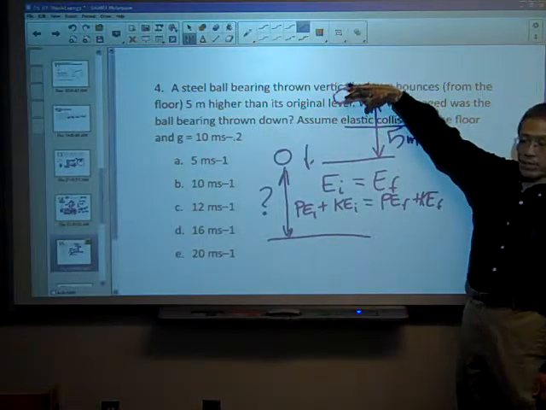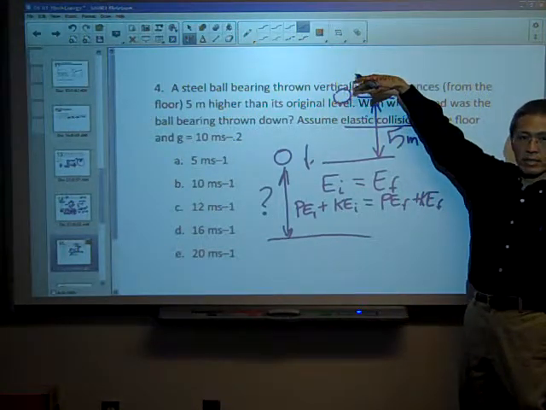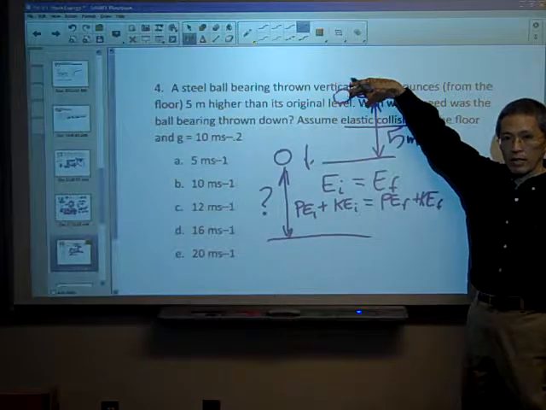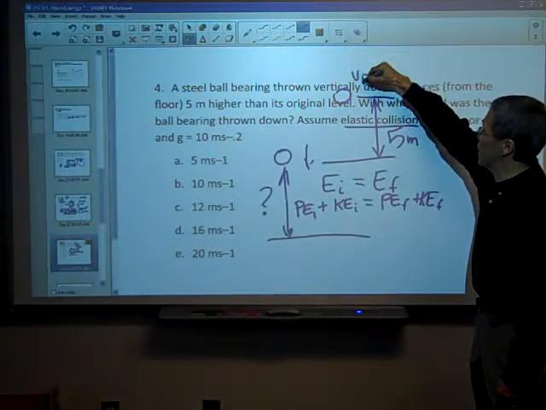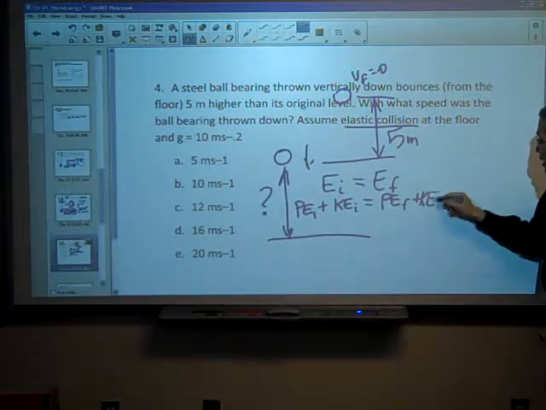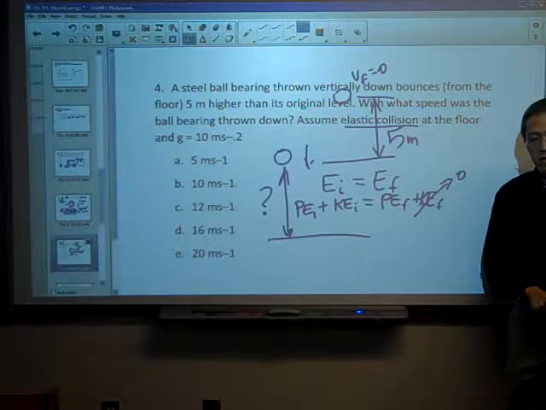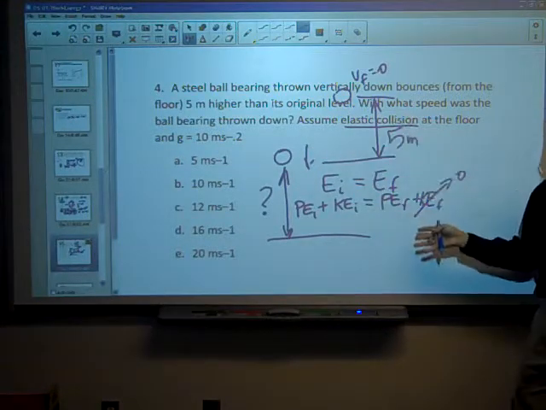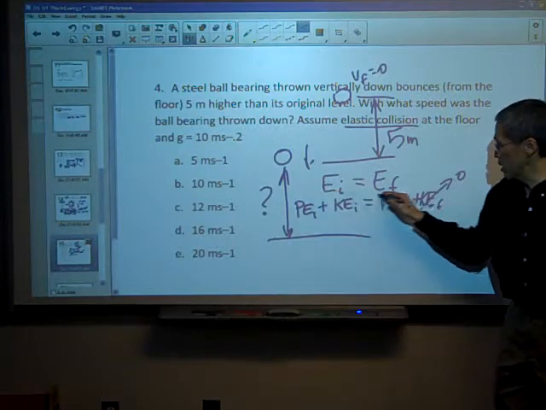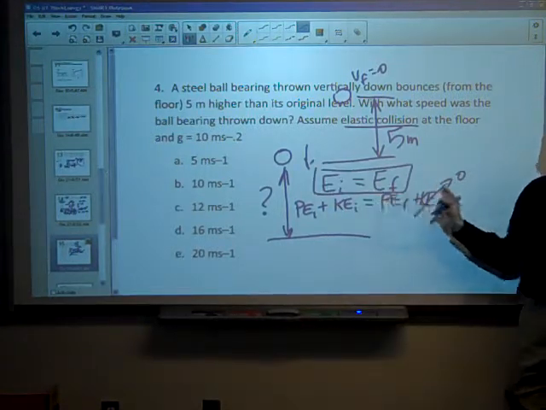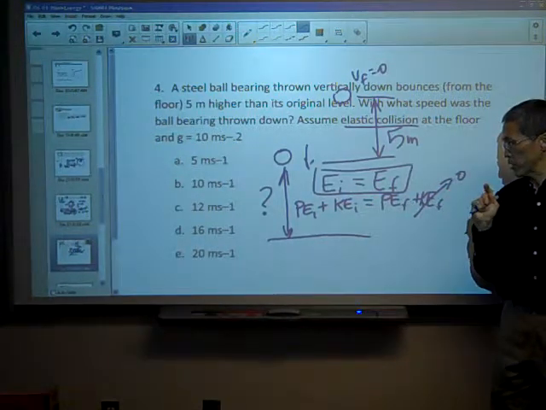So what's the velocity at the top? What's the speed at the top? 0. So that's my v final is 0. So that means my kinetic energy must be 0. The beautiful thing about this equation right here is that a lot of stuff is going to go away when you figure it all out.